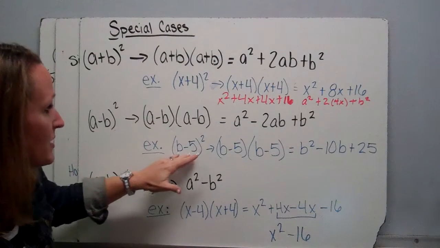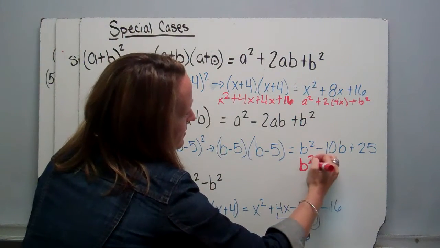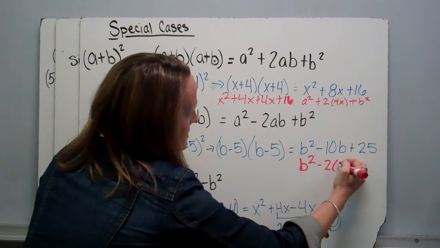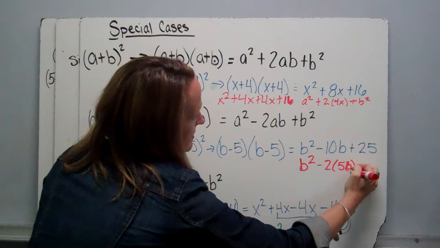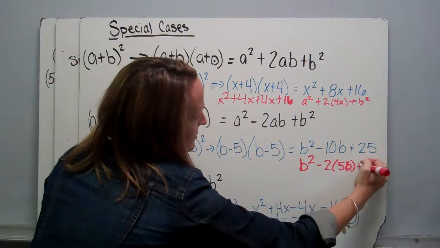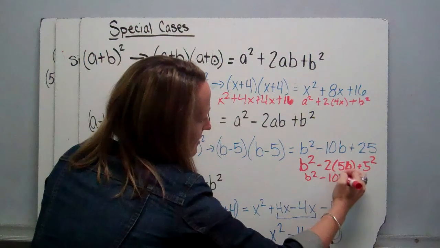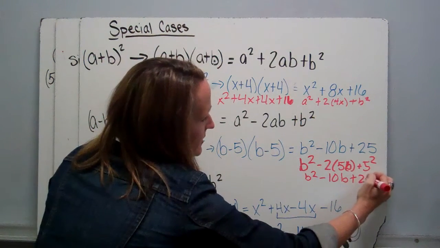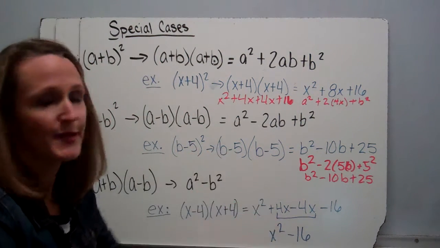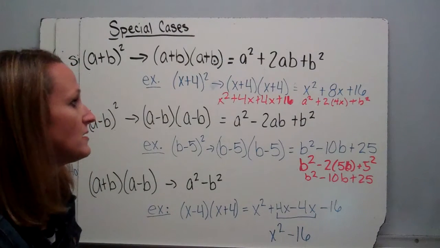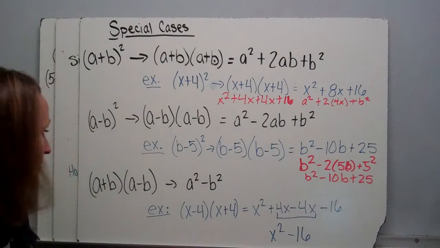So here's an example, b minus 5 squared. So here we would have our b squared minus 2 times 5 times b plus 5 squared, which comes out to be b squared minus 10b plus 25. And of course, if this special case is not making sense in your brain, you can always FOIL it. Okay, there is one more special case, and this is the really easy one, I think.